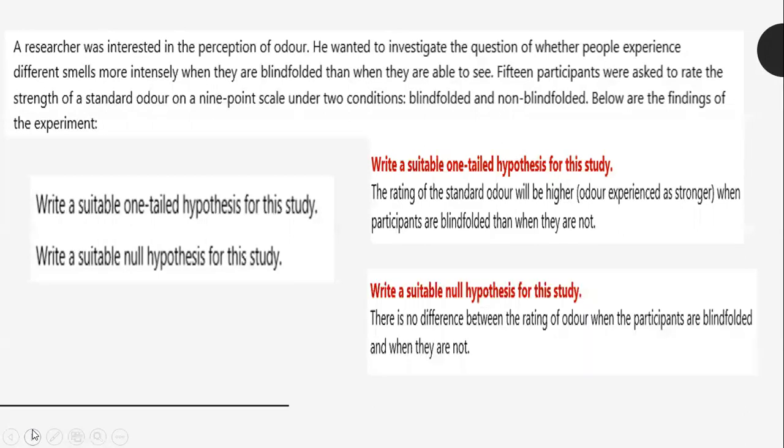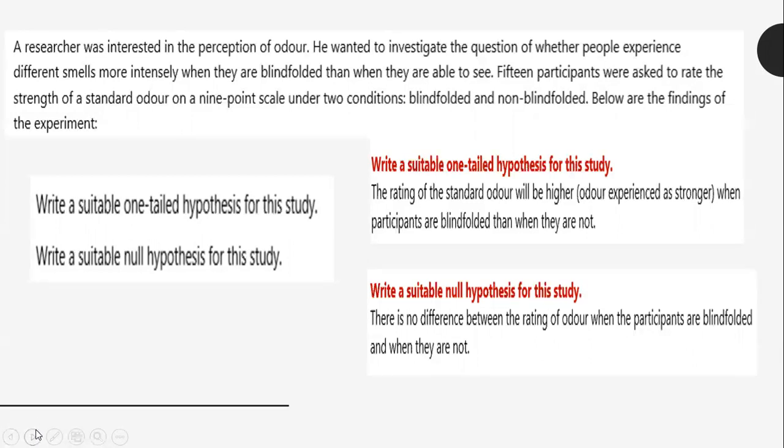If we're writing our null, there is no difference between the rating of odor when participants are blindfolded and when they are not. I haven't put it on this one, but I do like to add, if there is any difference, it is due to chance. I always like to put that on our null, good null hypothesis etiquette. Right. From the stem, you would have picked up the IV and the DV, and remember, you've got to include both settings of the IV in your hypothesis.